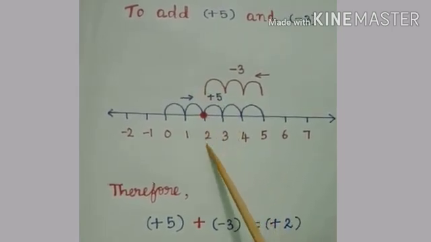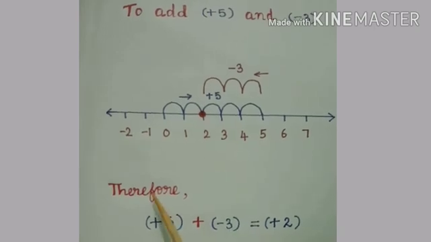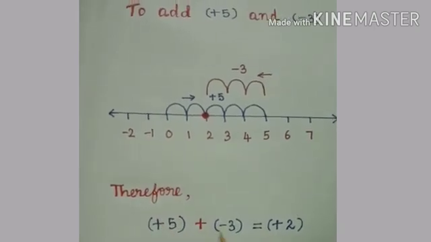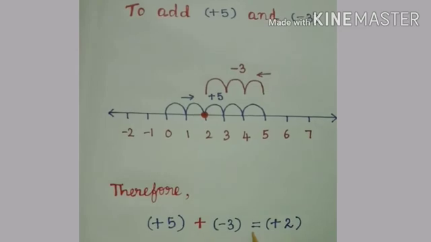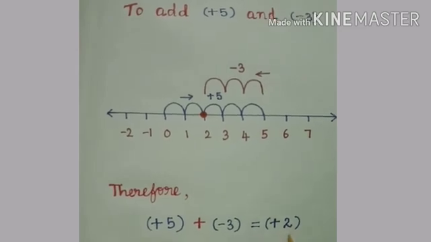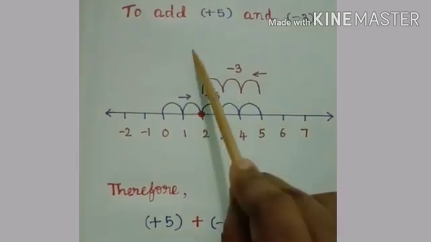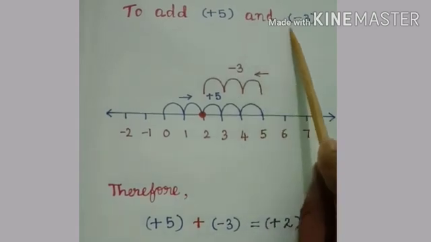Finally, we land at plus 2. Therefore, plus 5 plus minus 3 gives plus 2, which is the solution of the given addition of integers.